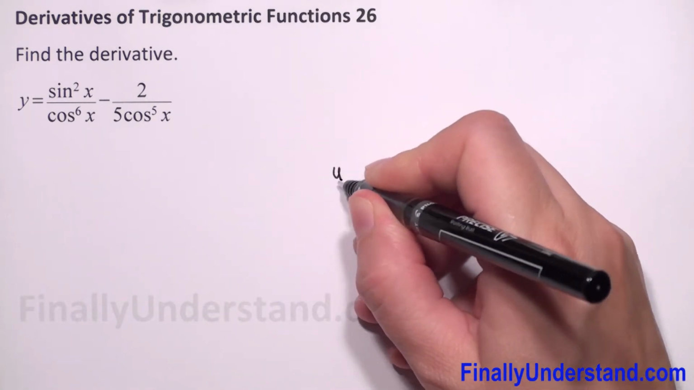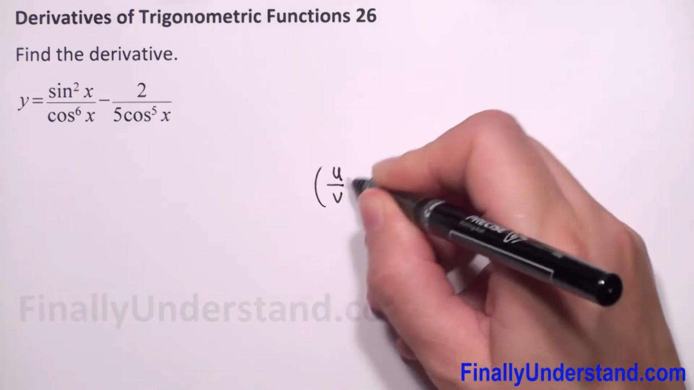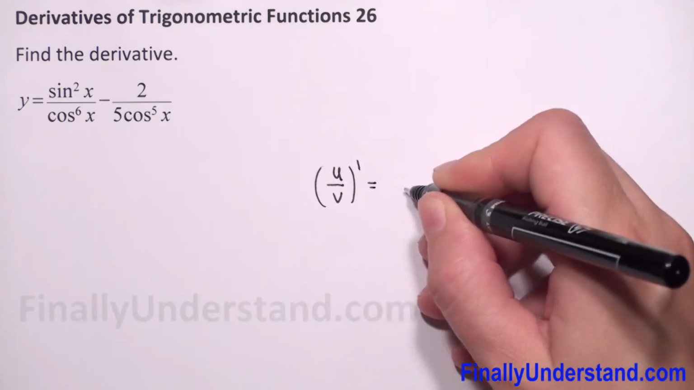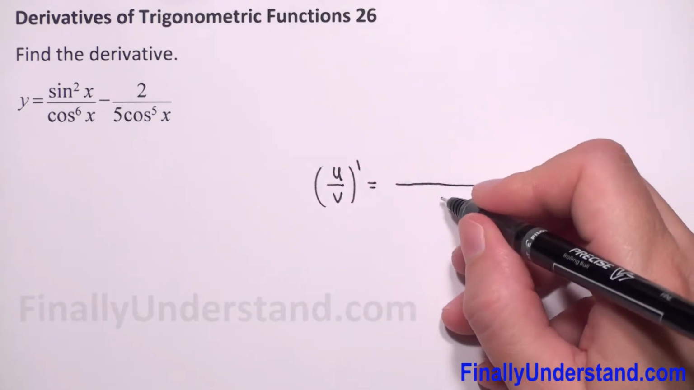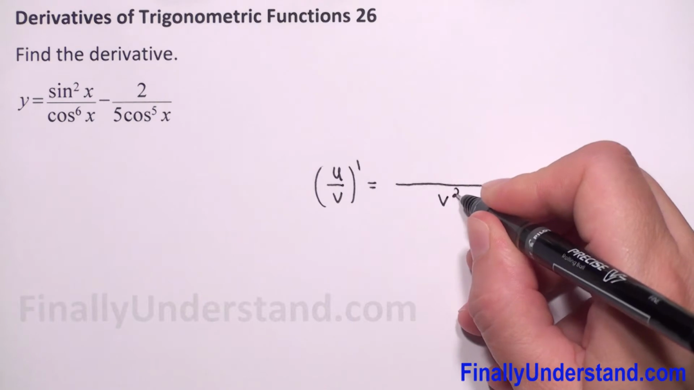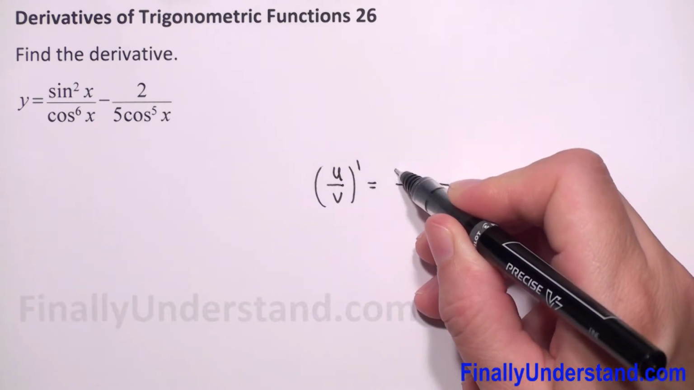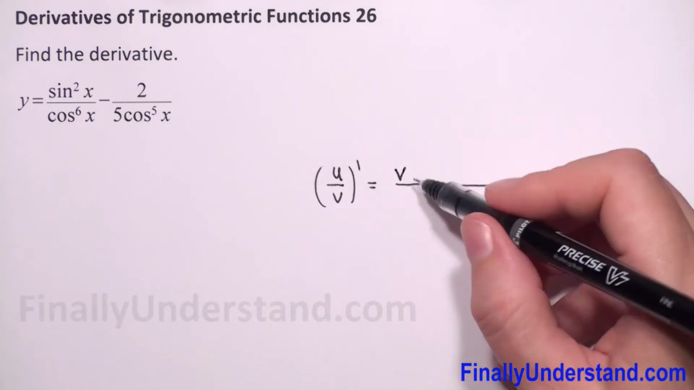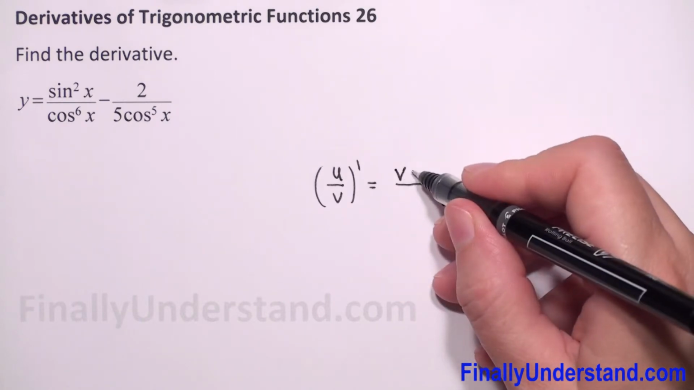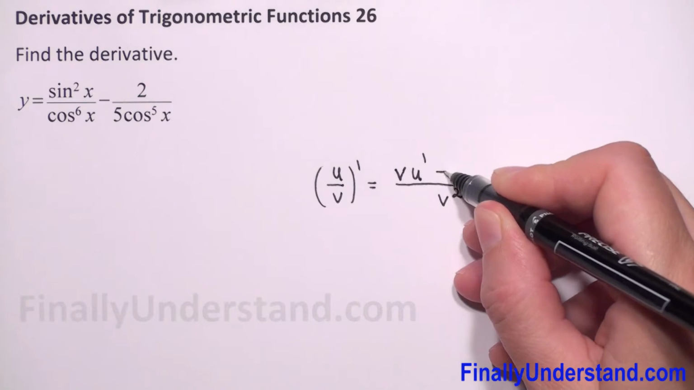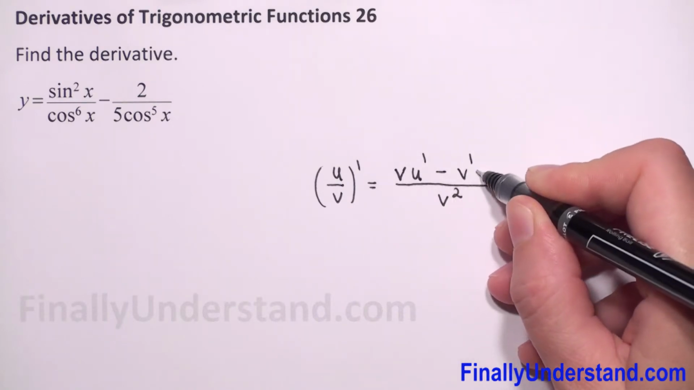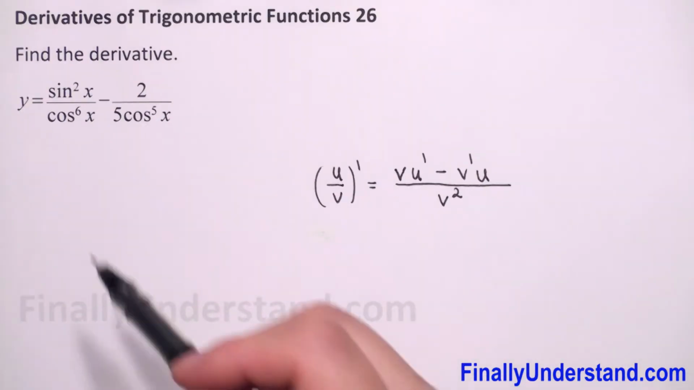When we have u over v prime, this is equal: in the denominator, we put v to the second power. And I always start the numerator from v to avoid confusion. We have v times u prime minus v prime times u. What else do we use here?